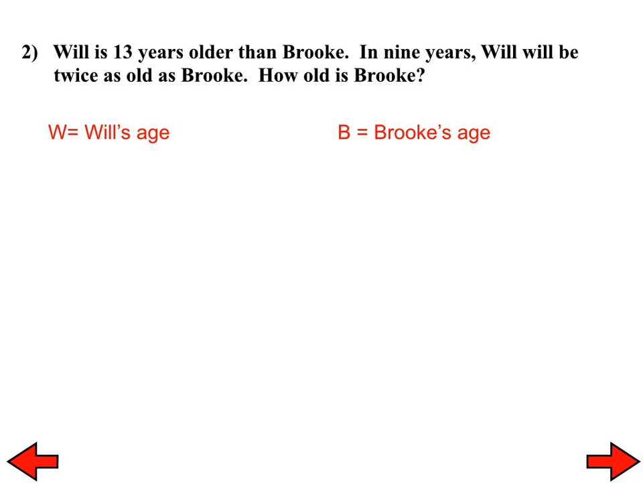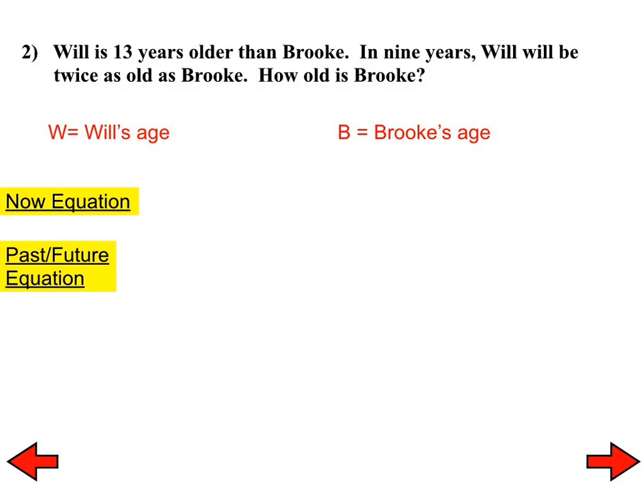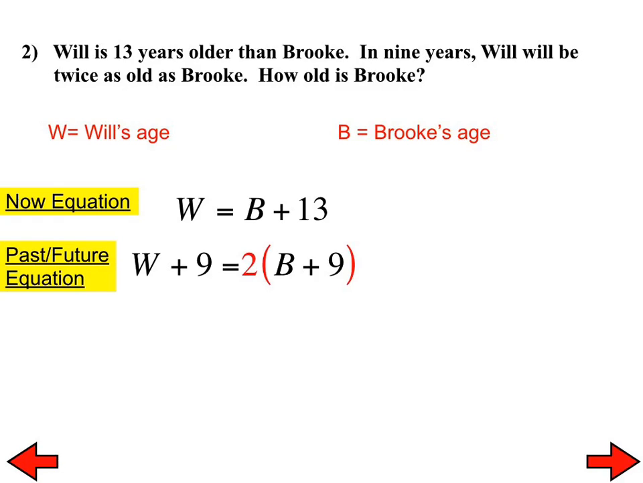Defining my variables here, W for Will, B for Brooke. The now equation says Will is 13 years older than Brooke, so you would have to add 13 onto Brooke's age to make them equal to each other. Past or future equation, it says in 9 years, so we have to add 9 onto both of their ages to figure out how old they would be in 9 years. Will be twice as old, so we would have to multiply Brooke's age by 2 to make them equal to each other in 9 years.